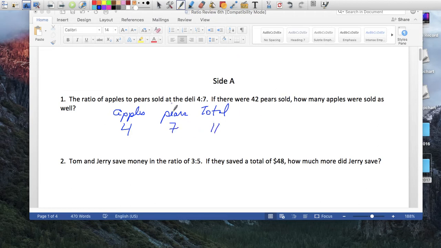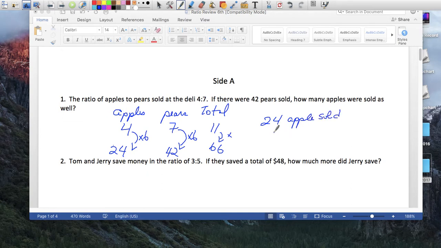So what we're asked here, if there's 42 pears, let me write 42 right under here. How many apples were sold? It increased from 7 to 42 by a factor of 6, so everything's going to be increased by a factor of 6. 4 times 6 is 24. 11 times 6 gives you 66. And if you add the number of apples to pears, 24 and 42, it does give you 66, so you know it's correct. So when there are 42 pears sold, you will have a total number of 24 apples sold.